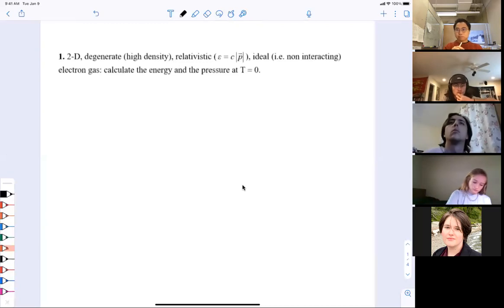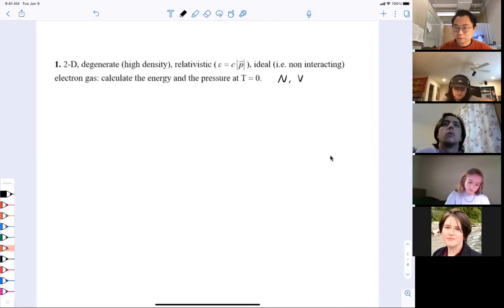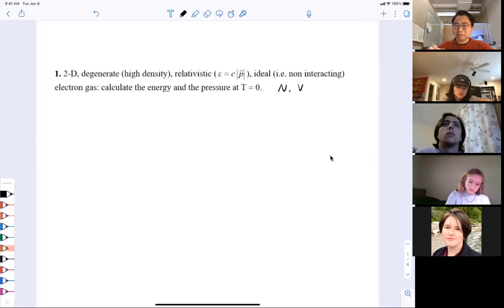When we see relativistic, should we assume this linear dispersion, and not the full square root of p squared c squared plus m squared? Yes. Okay. Cool. Oh, by the way, for this problem, the N and the V should be given. N is the total number of particles. V, in this case, is the area of the system. Otherwise, you can always scale your system, right?